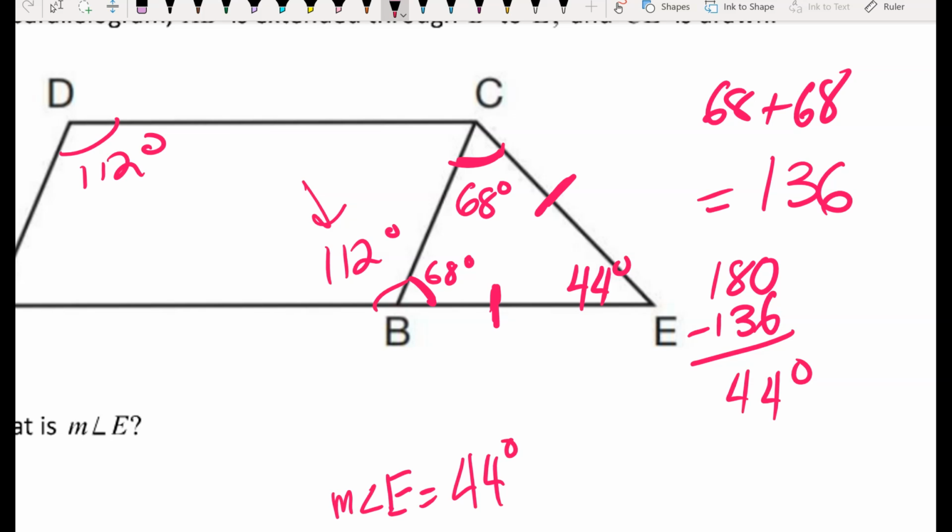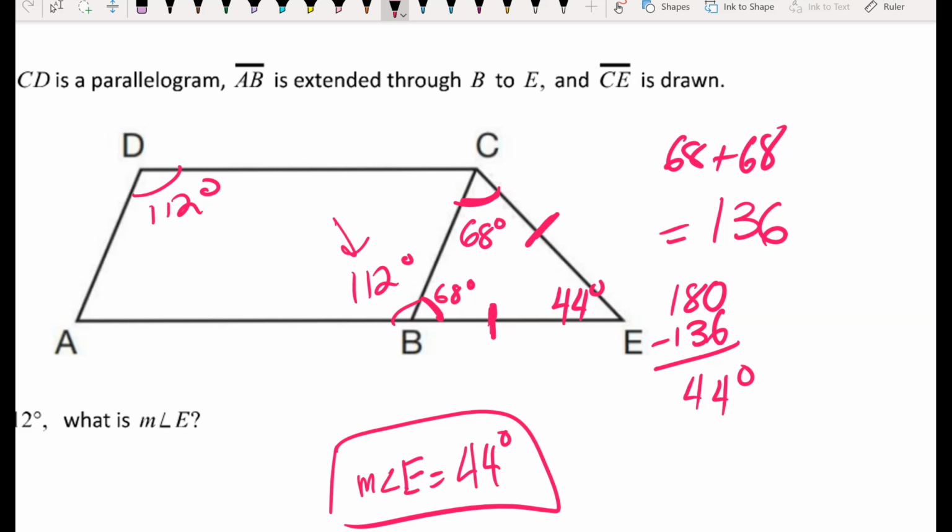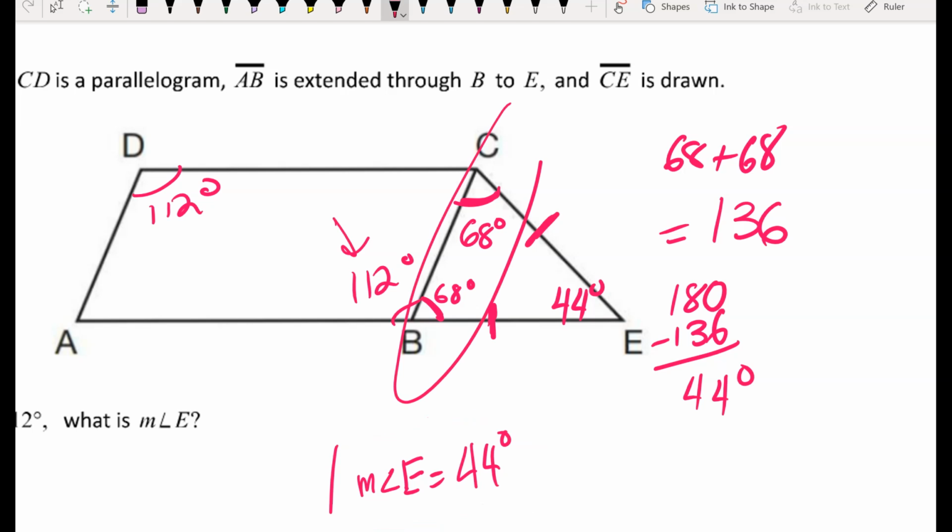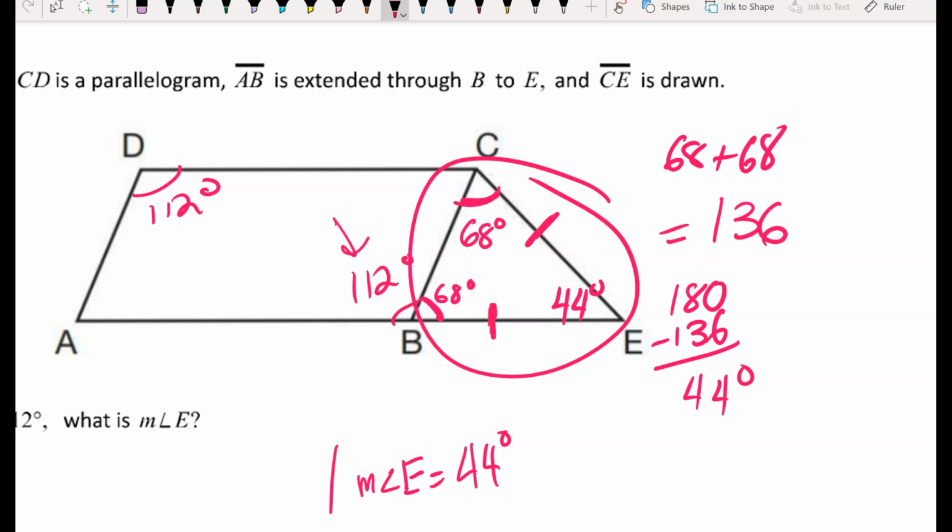And the only facts that we used there were opposite angles of a parallelogram are congruent, angles on a line sum to 180, base angles of an isosceles triangle are congruent, and all the angles in a triangle should sum to 180 degrees.